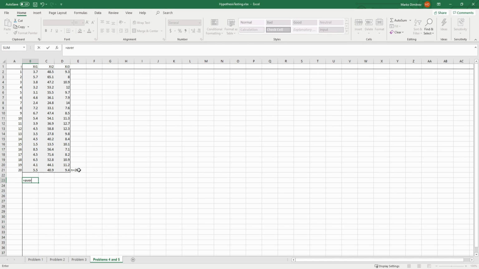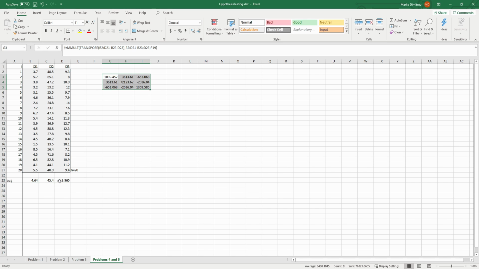Then what we need are our averages. Why are we computing this? Because we need our covariance matrix, the sample covariance matrix. We can compute it the fast way: matrix multiplication of the transposed of this minus this, times this minus this. Okay, so this is the fast way. And in the end we need to divide it by 19. Okay, so this is our sample covariance matrix.